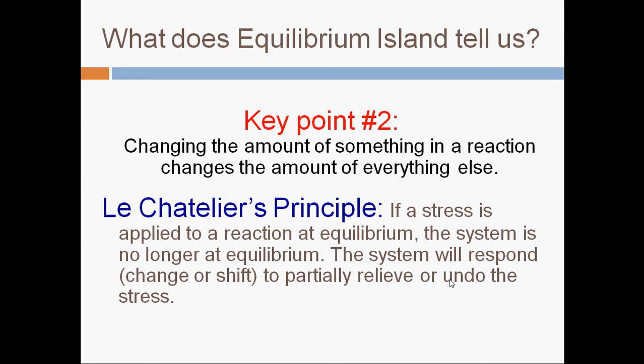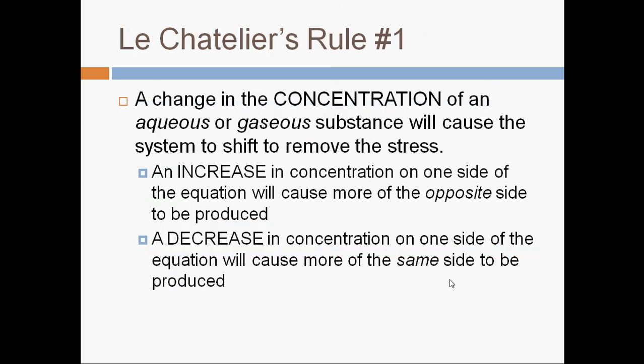Okay, now there are 4 main rules to keep track of in terms of predicting how a stress on the system is going to change the amount of reactant and product that we have. I'm going to go through these pretty quickly. We'll spend some more time in class delving into these a little bit deeper.